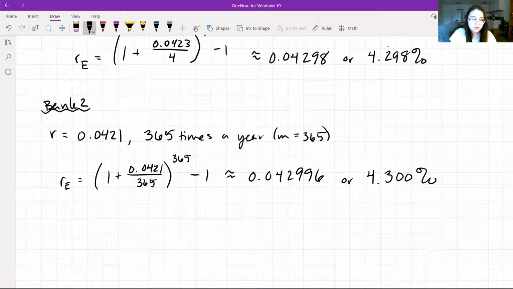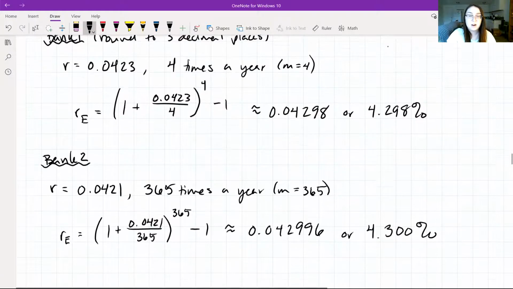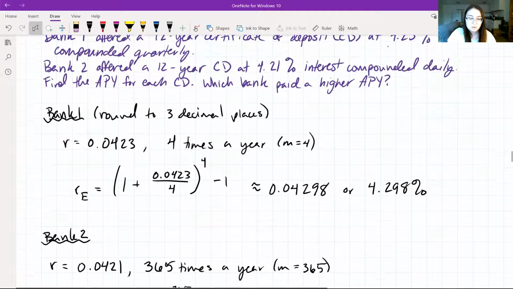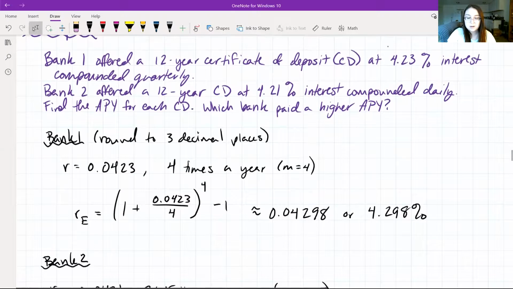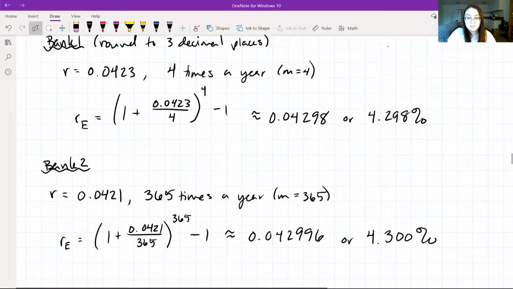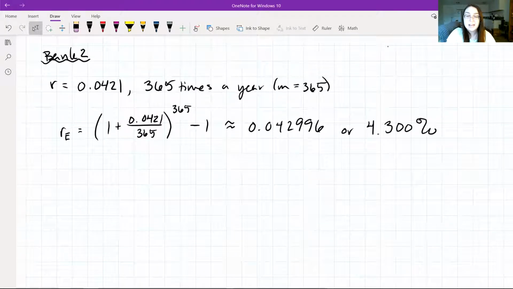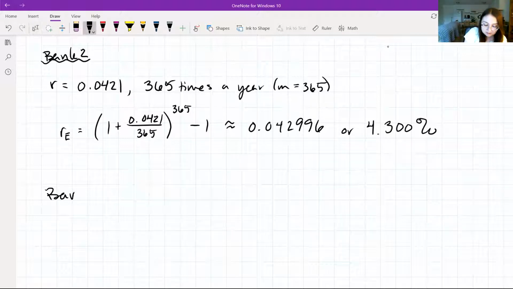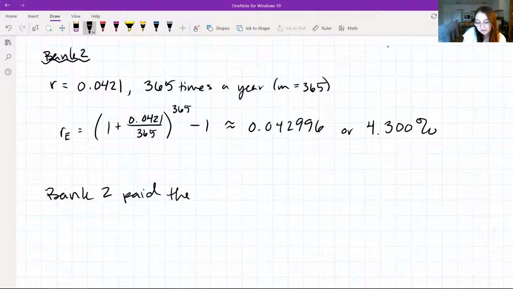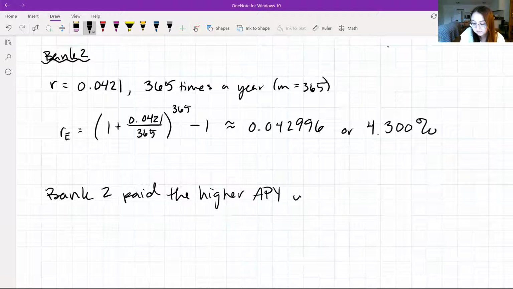So we know our APY for Bank 1 and we know our APY for Bank 2. But what we really want to know is which bank paid the higher APY. And we see it was very close, but Bank 2 paid the higher APY with 4.3%. So we would say Bank 2 paid a higher APY with 4.3%.